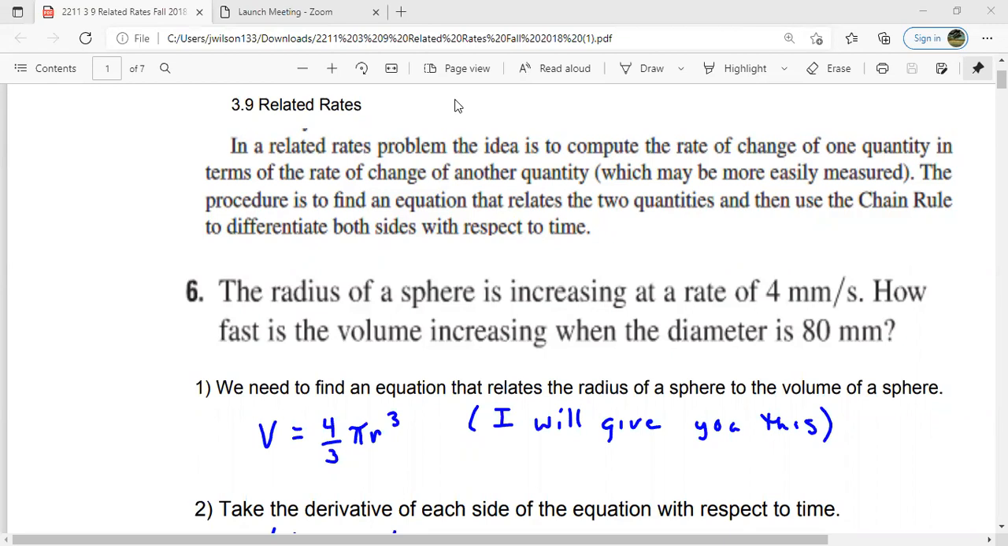And so this is 3.9, related rates. In a related rates problem, the idea is to compute the rate of change of one quantity in terms of the rate of change of another quantity, which may be more easily measured. The procedure is to find an equation that relates the two quantities and then use the chain rule to differentiate both sides with respect to time. So this is a real simple example.